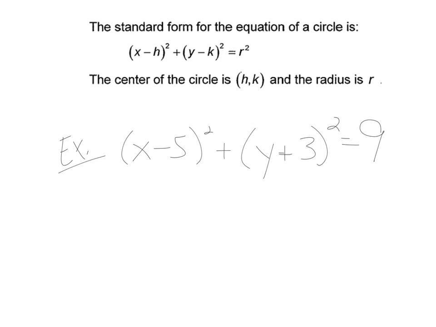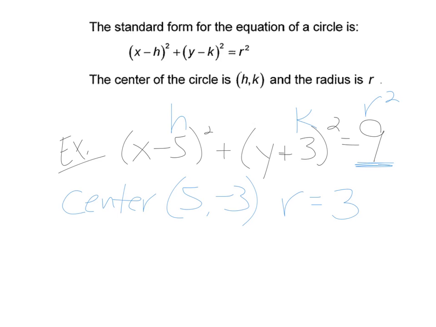For example, the center of the circle x minus 5 squared plus y plus 3 squared equals 9. If we identify h and k, the center will be positive 5, -3. You flip the signs on the h and the k. Then the radius is the square root of the 9. So the square root of 9 is 3. 9 is actually r squared. We just want r. So take the square root, and the radius is 3.